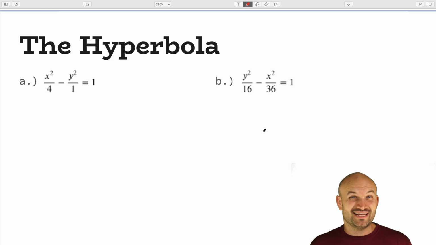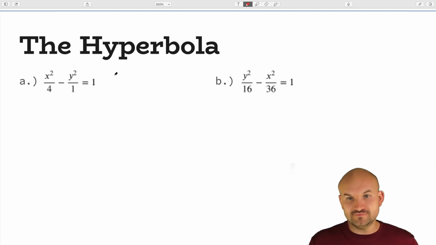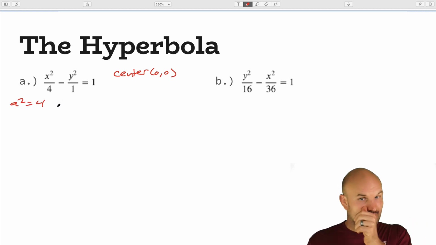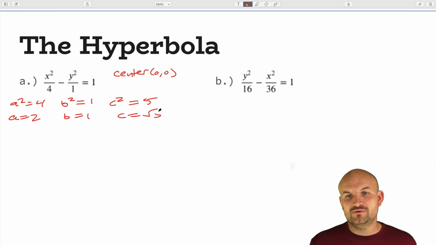I put a 1 here, but I really didn't have to put a 1. Hopefully you guys recognize in this case the center is going to be 0, 0. Okay, we got a squared is 4, because that's the first term. B squared is going to equal 1. And c squared is basically going to be the sum of a squared plus b squared, which is 5. So we could say a equals 2, b equals 1, and c equals the square root of 5.